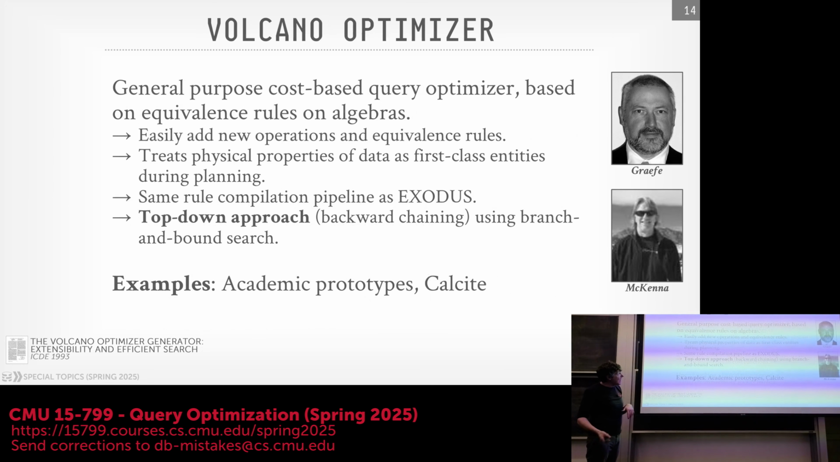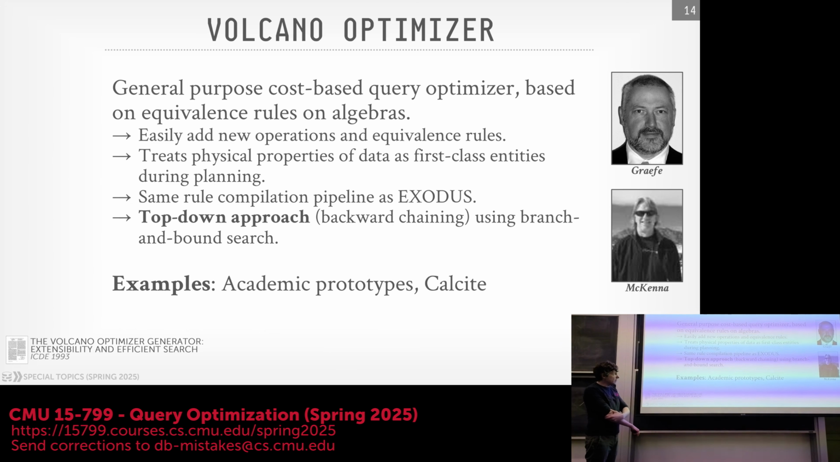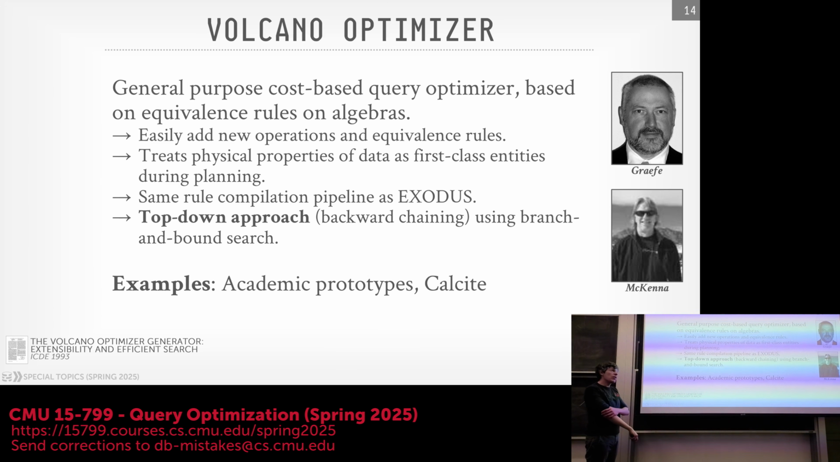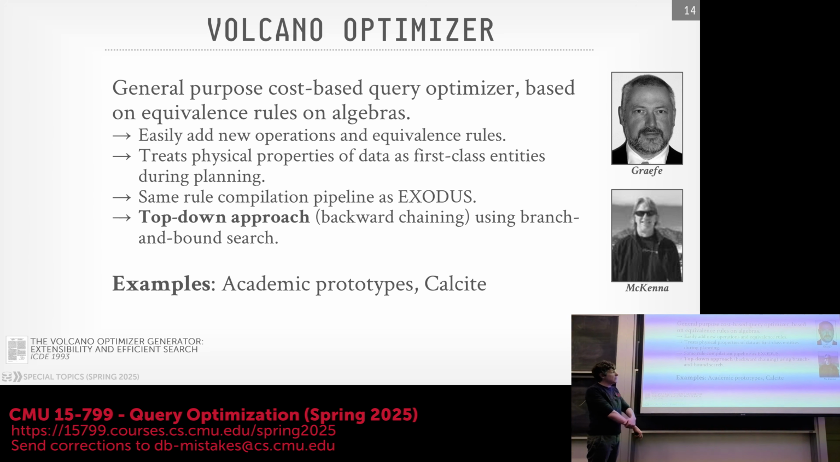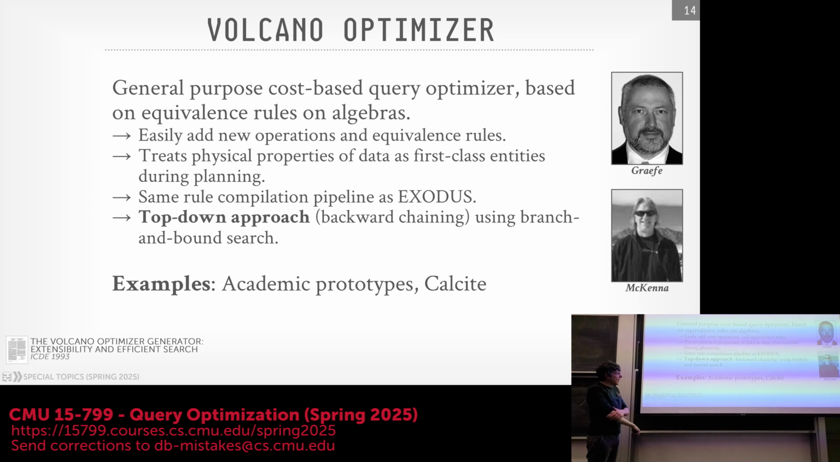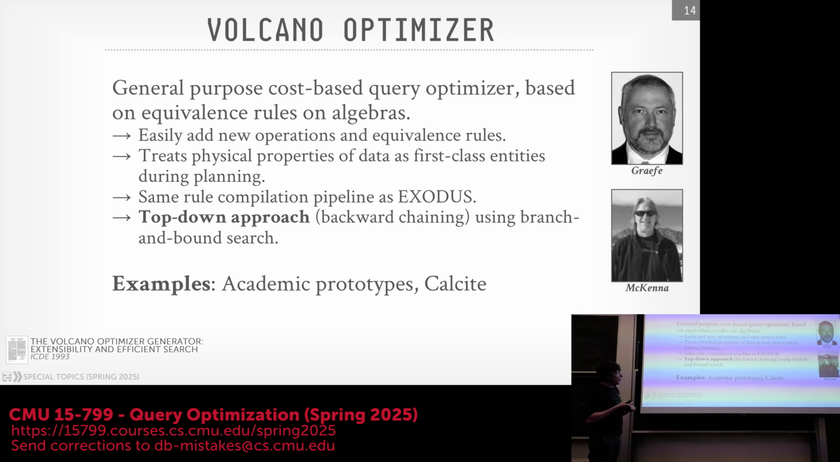All right, so that takes us now into Volcano. Goetz Graefe graduated from Wisconsin, and then I think he was a professor at the University of Colorado, and then he became a professor at Portland State. I don't know the details of what happened there. But again, he was really pushing this idea of optimizer generators for several years, and it's really groundbreaking work.